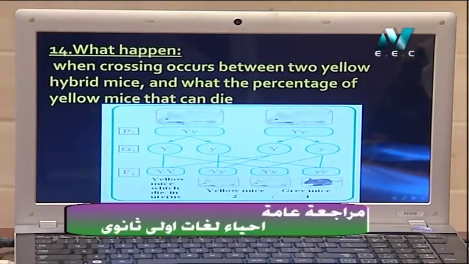Okay? But here the yellow is hybrid. No mice yellow, Y capital. It will die.